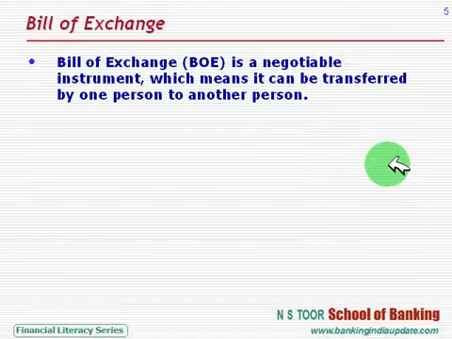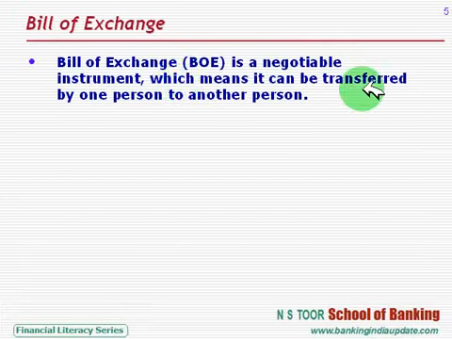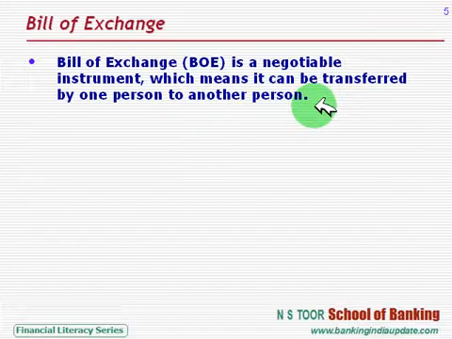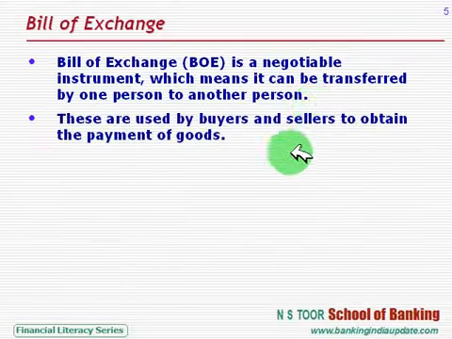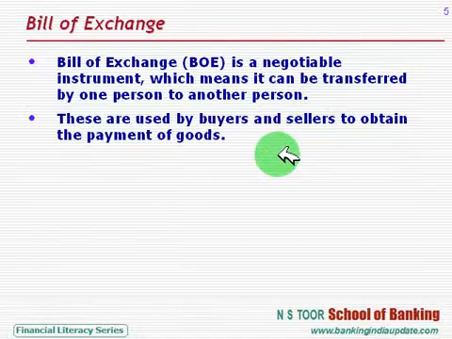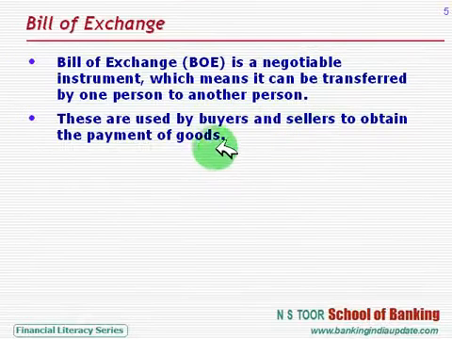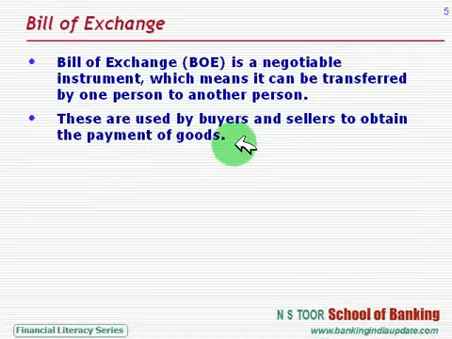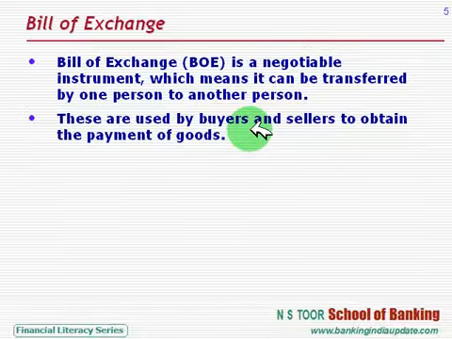Like promissory note, bill of exchange is also a negotiable instrument, which means it has the same feature that it can be transferred by one person to another person. So the right to receive payment can be transferred by one person to another person. Bill of exchange is used by buyers and sellers to obtain payment of goods. So payment on sale may be received in cash, or payment may be arranged through bill of exchange. So this is used by buyers and sellers to obtain payment of goods.